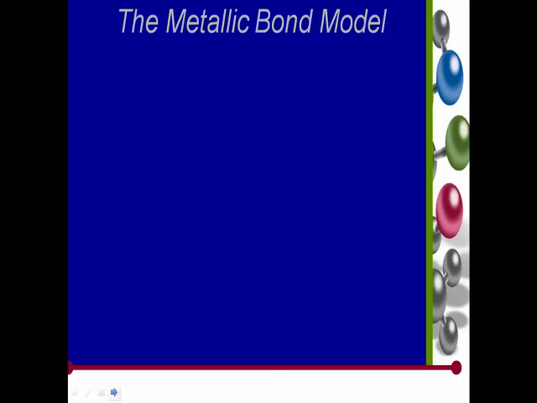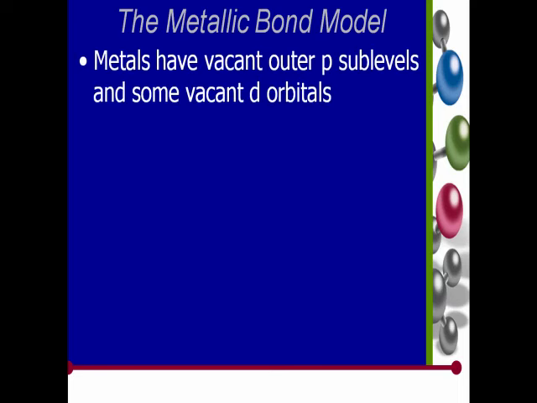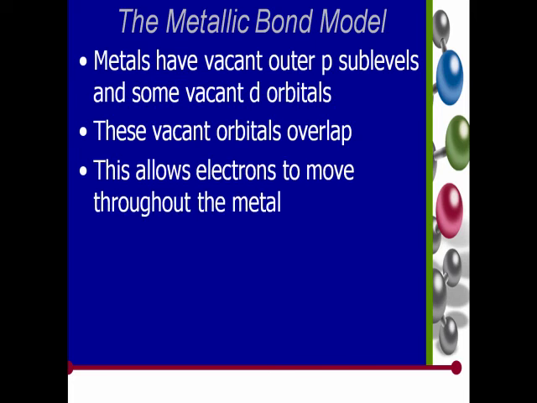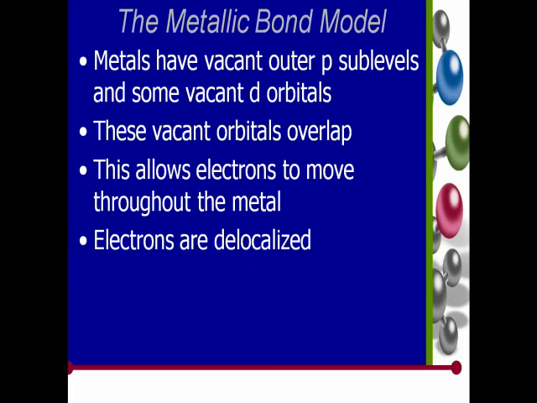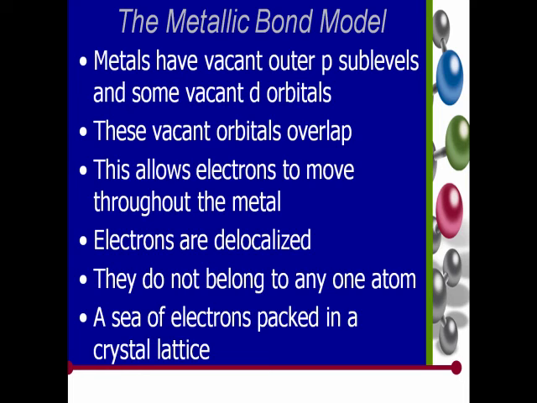Previous knowledge that we should have about metals. Because they're on the left side of the periodic table, they do not have complete p sublevels, and in some cases they have empty d sublevels. So for example, sodium doesn't have any electrons in d. In metallic bonding, because they're vacant, these orbitals overlap. And so electrons move throughout the metal. What this means is that these electrons do not belong to just one atom. And this creates what we call a sea of electrons. Metallic bonds also create a crystal lattice.